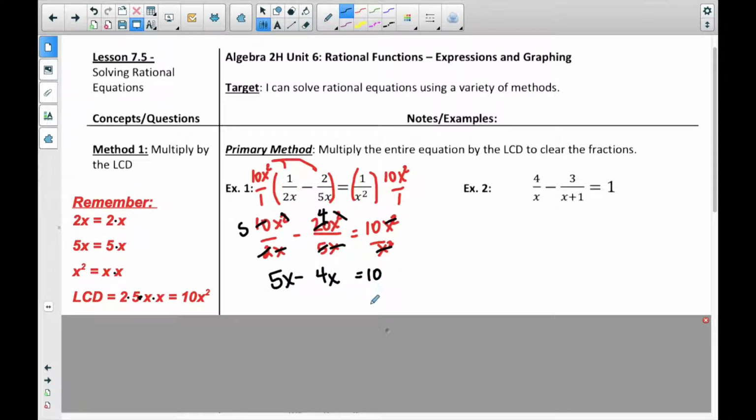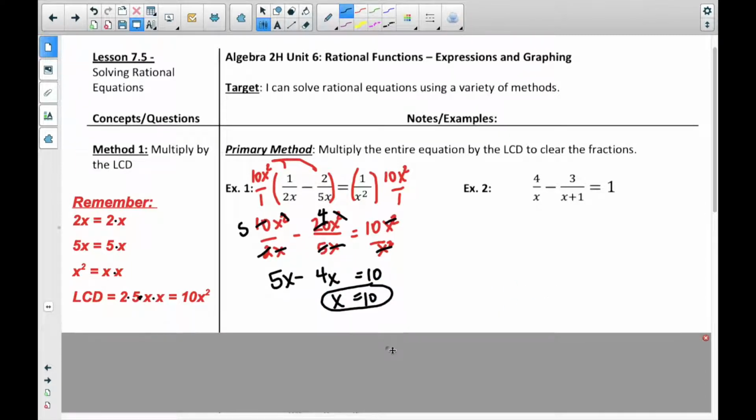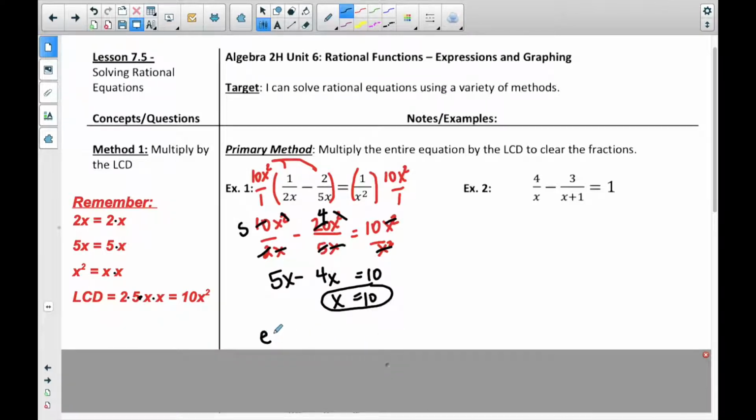So now I have a really easy equation to solve. 5x minus 4x is just 1x, so x equals 10. Now, one thing I do need to check for is, is it extraneous? And do you remember what that word means?